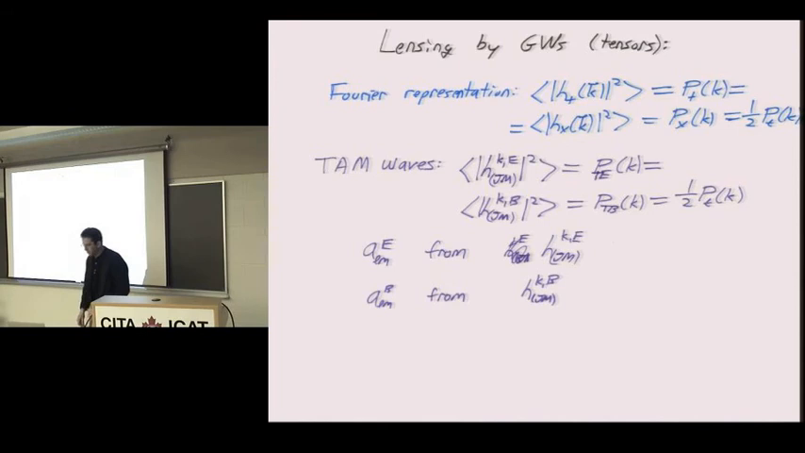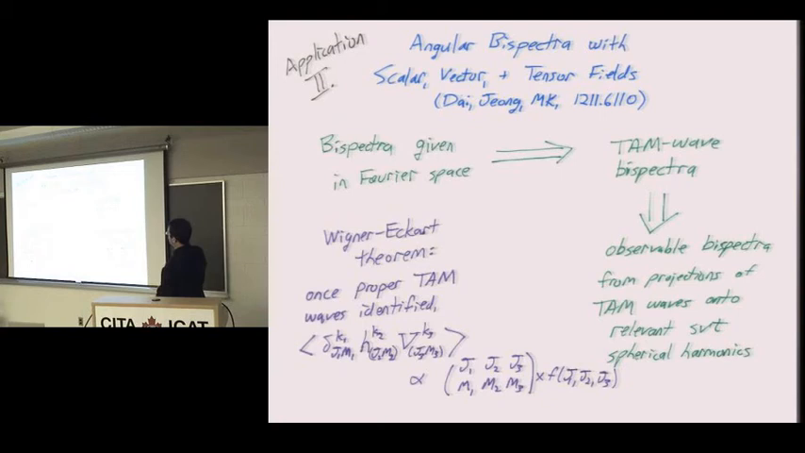So the motivation originally was angular bispectra, and we worked that out in the second paper. Usually, papers on bispectra are given in Fourier space. What we've done in this paper is give you a formula that takes the bispectrum that you're usually given in Fourier space and gives you the bispectrum in total angular momentum space. And then the Wigner-Eckart theorem tells you that once you've identified the proper total angular momentum states, the three-point function for any three fields, scalar, vector, or tensor, has to be proportional to the Wigner 3j symbol, with j1, j2, j3, m1, m2, m3, times some function f of j1, j2, j3.